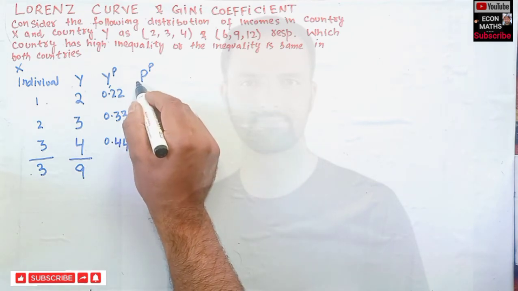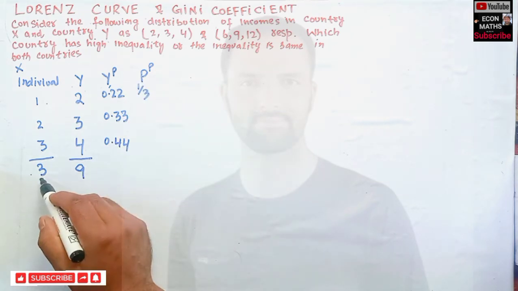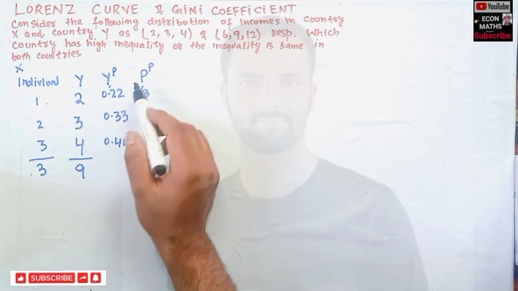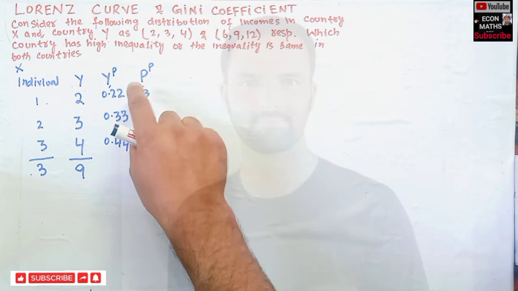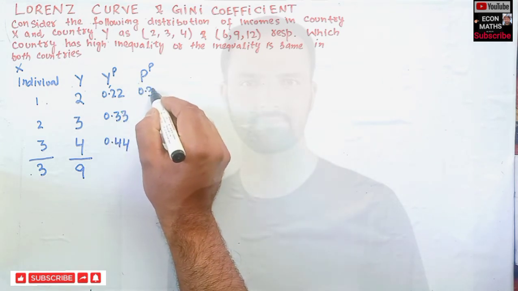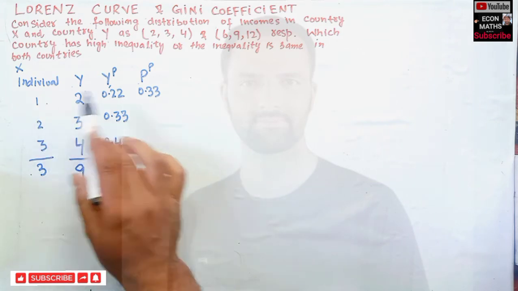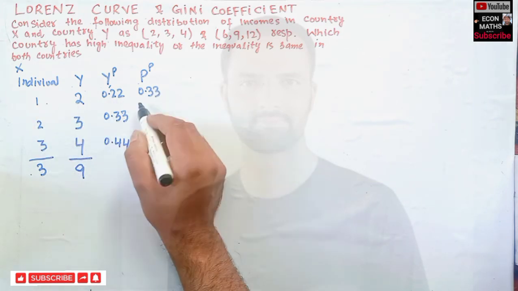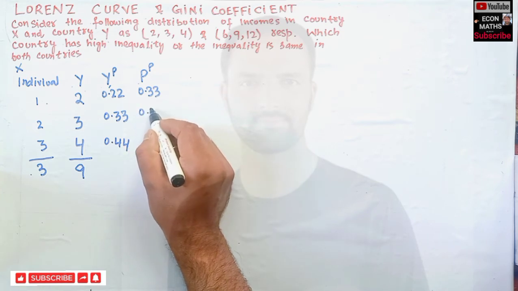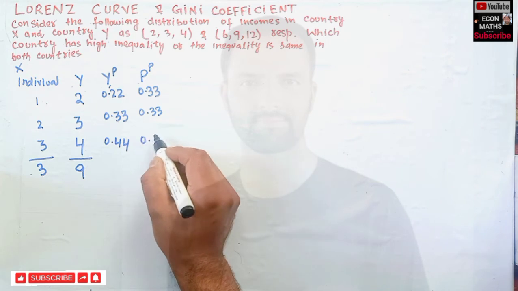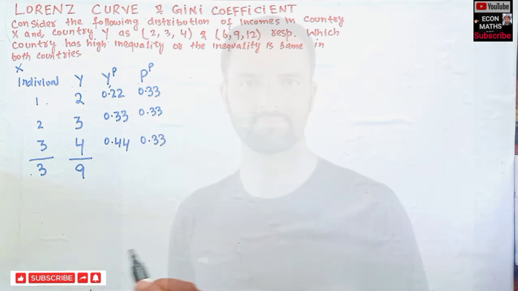That is 1/3, because there are three people, and the percentage of the first individual in total population would be 1/3. So this is 0.33, so I will write 0.33. That is, person 1 contributes 33% to the total population. Similarly, the second will also contribute 0.33, and the third person will also contribute 0.33 to the total population.